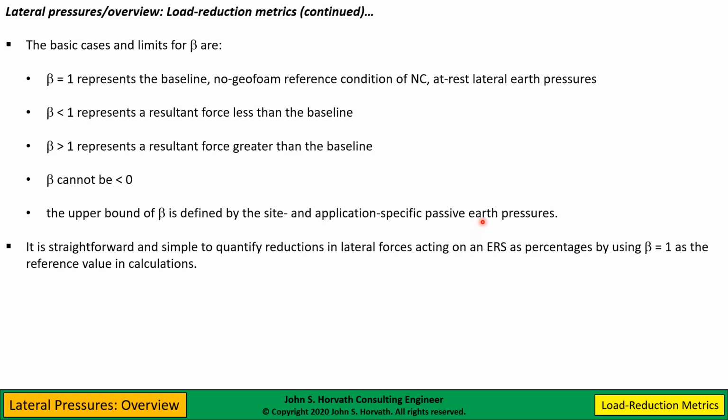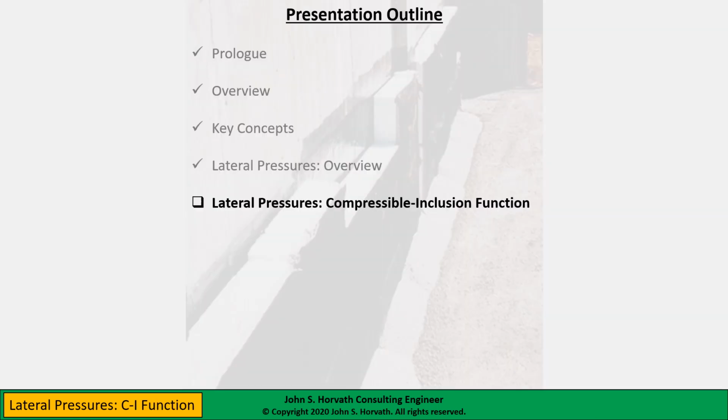And it's very simple to count. If someone wants to say, look, I achieve a 23% reduction in lateral forces or whatever, it's very easy to calculate a number like that using the beta equal 1 as the reference value in these calculations.